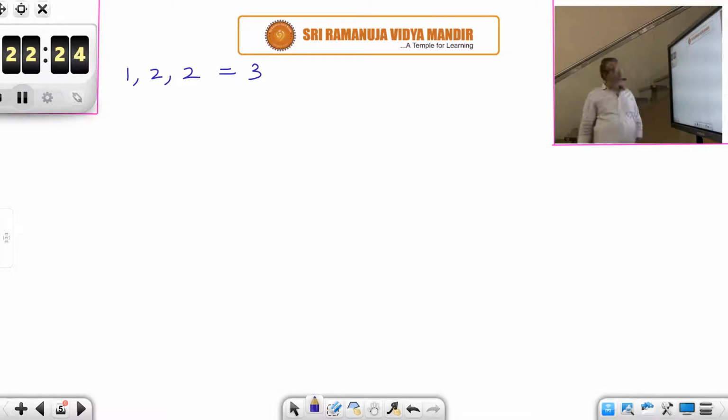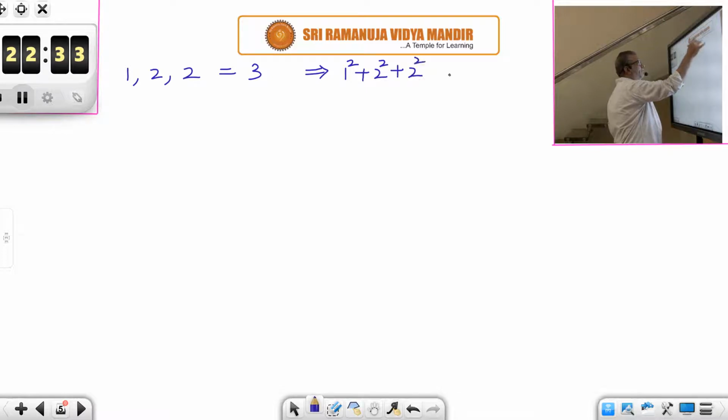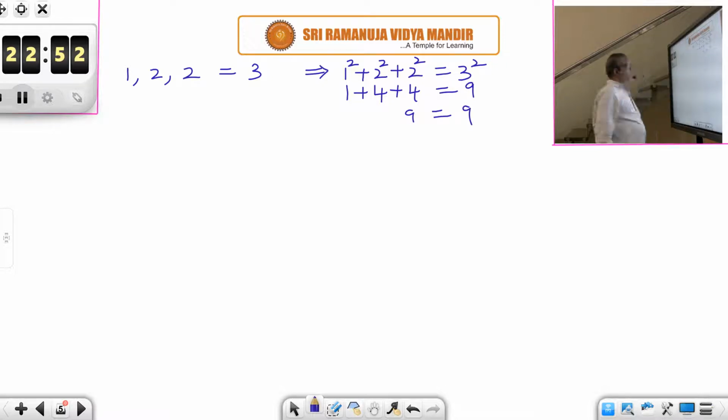What I mean by saying 1, 2, 2 is equal to 3 is, I am saying 1 square plus 2 square plus 2 square is equal to 3 square. That is the meaning of 1, 2, 2 is equal to 3. So is it correct? 1 plus 4 plus 4 is equal to 3 square, 9. 1 plus 4 plus 4, 9 is equal to 9. Correct? This is correct. Okay.